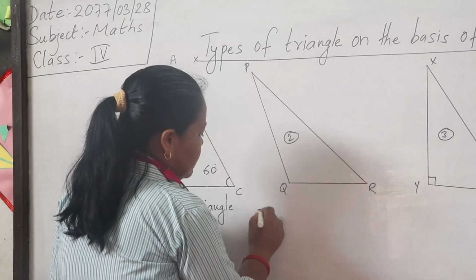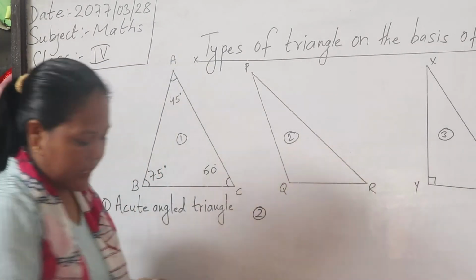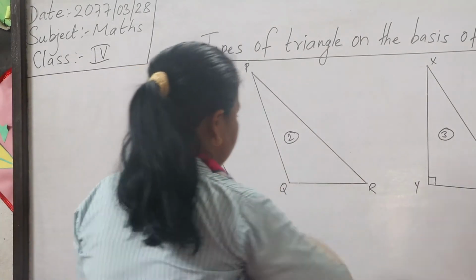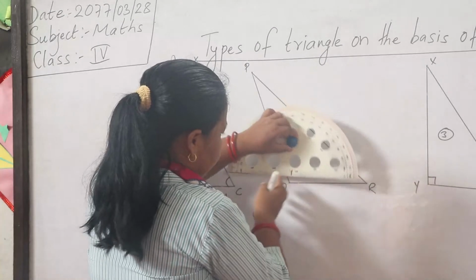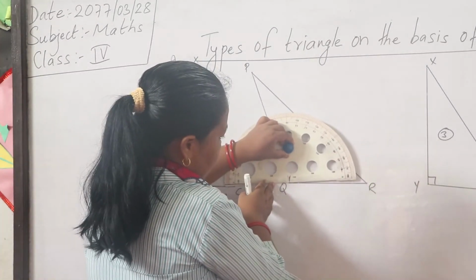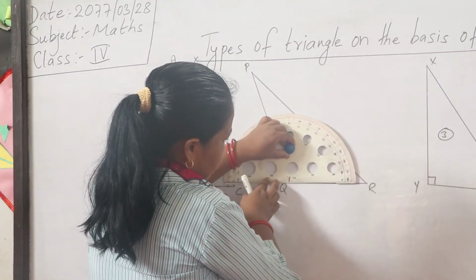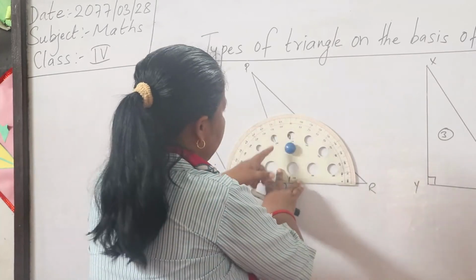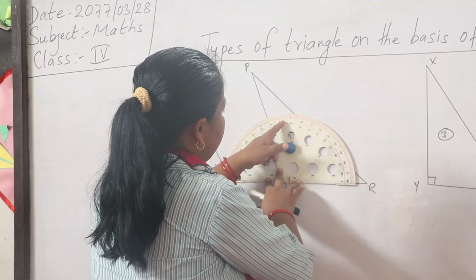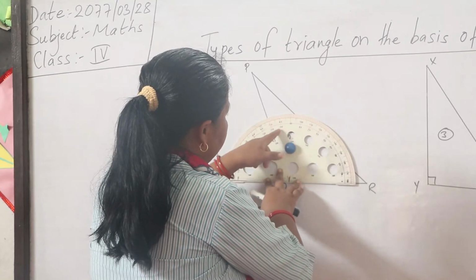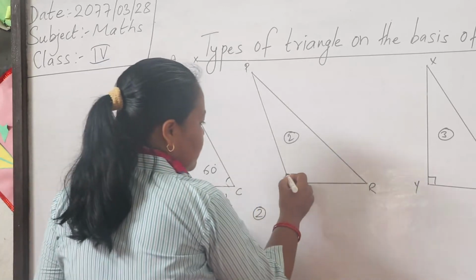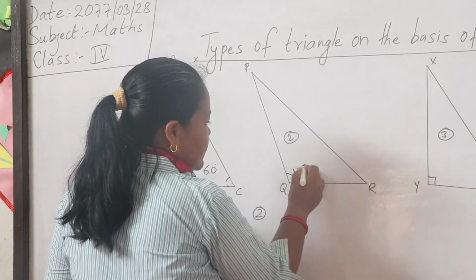Then next, second triangle. Which type of triangle is that? Let's measure the angles. Angle Q, how many degrees is this? Angle Q, it is more than 90 degrees. 100, 110 degrees. Angle Q is 110 degrees.